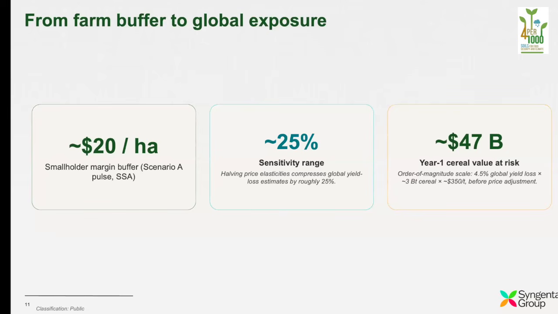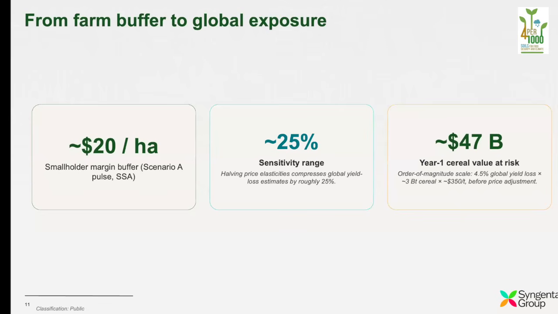If we were to halve the price elasticities, that compresses the global yield loss by about 25%. So those numbers are important, and it adds some uncertainty to the range of estimates here. I'd say we should really focus on the direction and magnitude of the effect, because we don't have the data to really parameterize the model with great certainty.